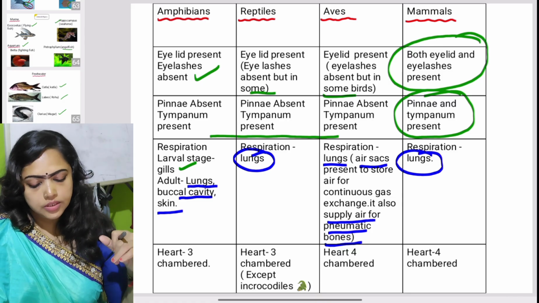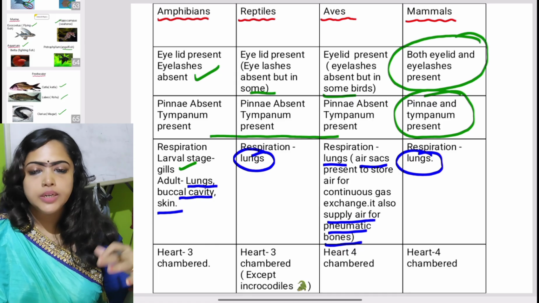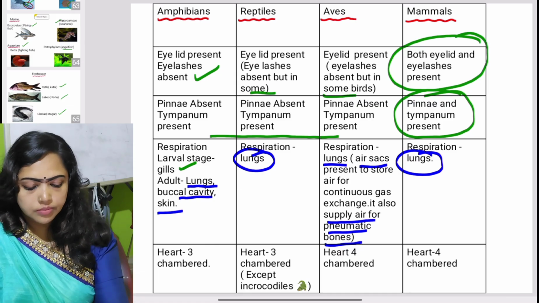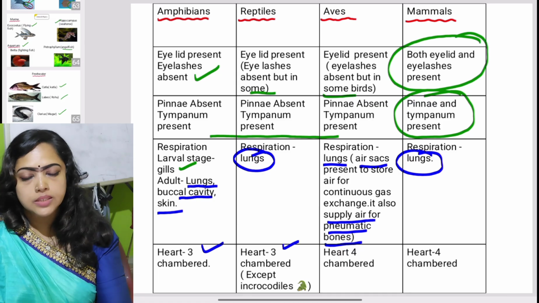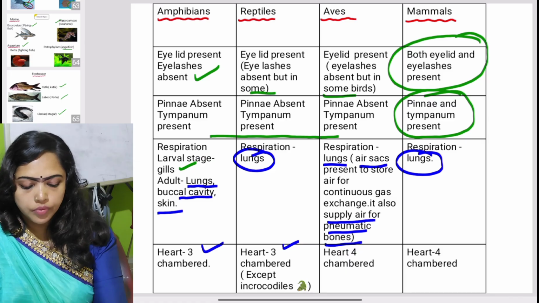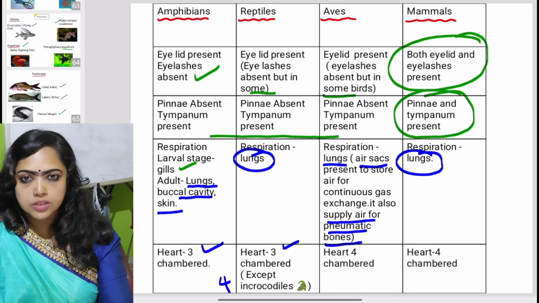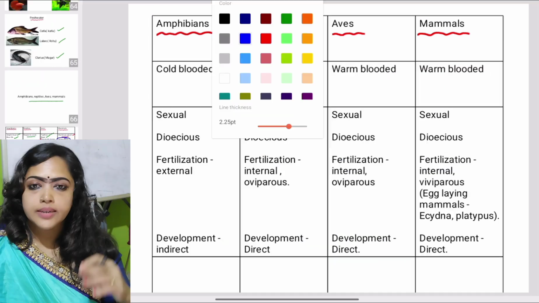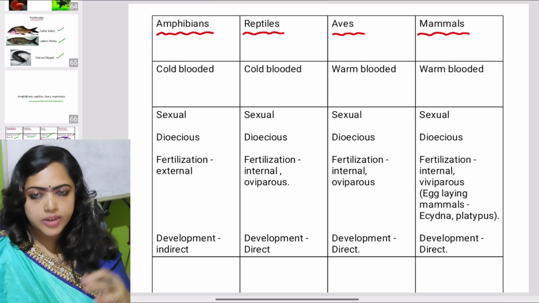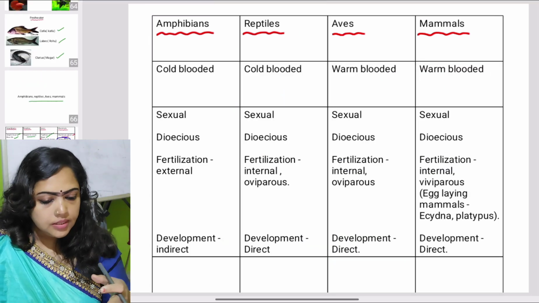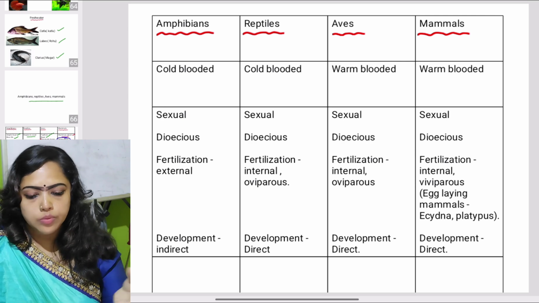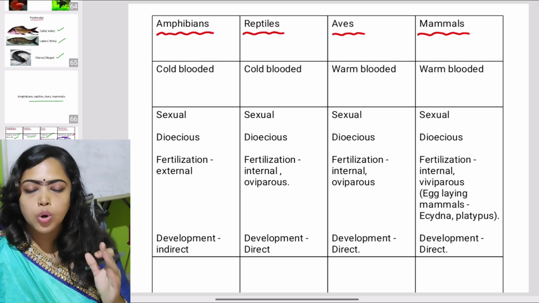Then the heart features, it is 3-chambered in amphibians and reptiles, and exception is there in reptiles, that is crocodile, it is what, 4-chambered. And apes and mammals or higher vertebrates, it is what, 4-chambered. And next feature regarding body temperature. See, these apes and mammals, they are warm-blooded, while amphibians and reptiles, they are cold-blooded.